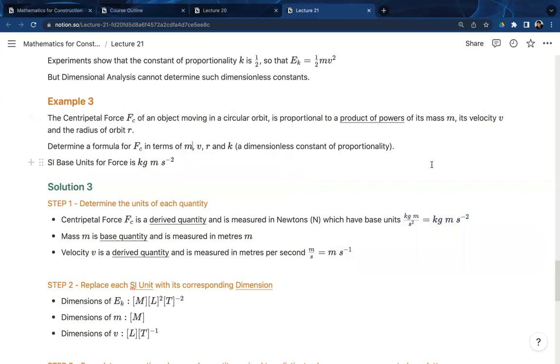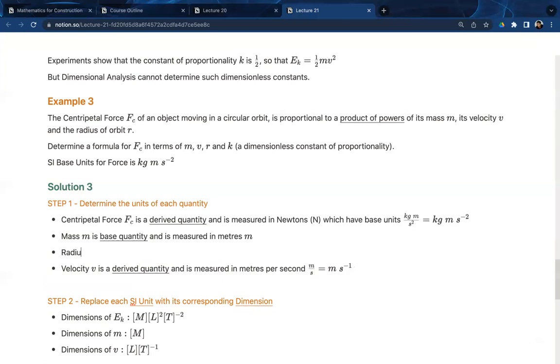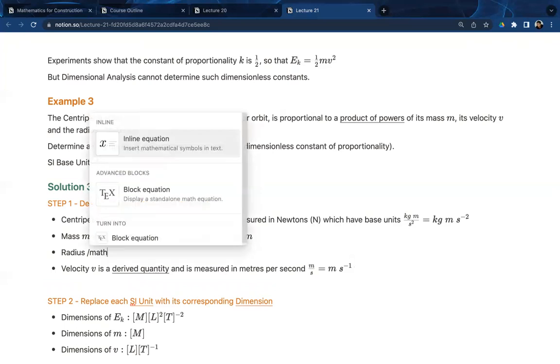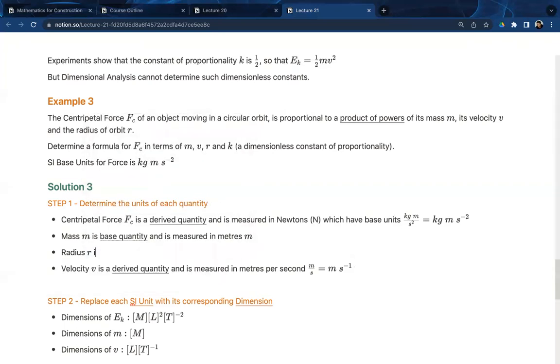We're looking at the quantities, the letters, and what they tell us here. So we have m, which is base. V is velocity, a derived quantity, meters per second, m s to the minus 1. And R, we need another one to put here. Radius, R, is a distance and is measured in meters.